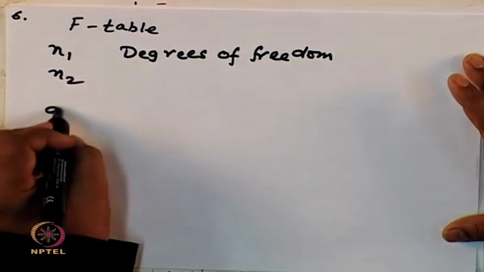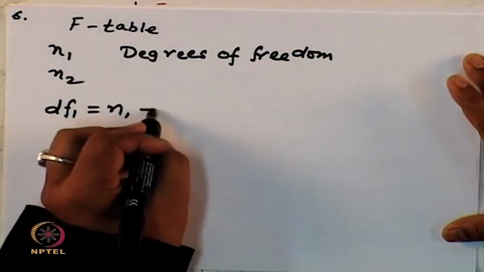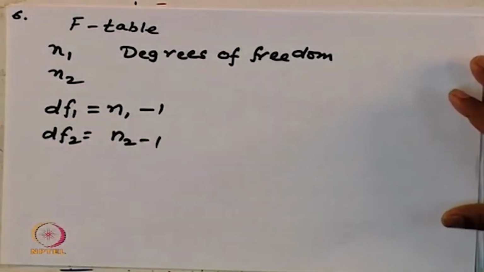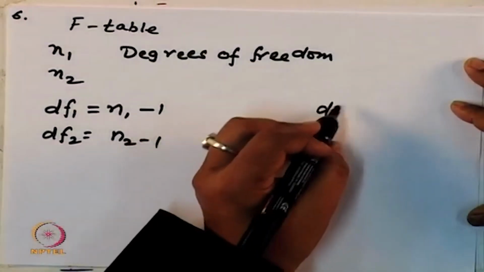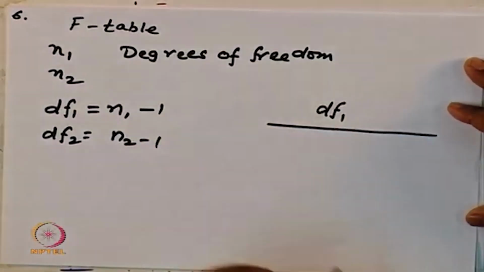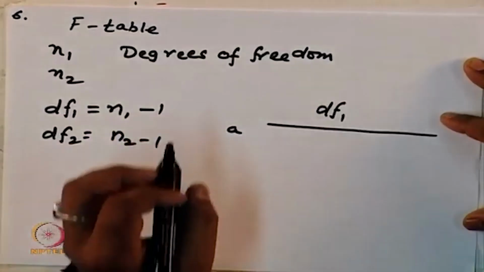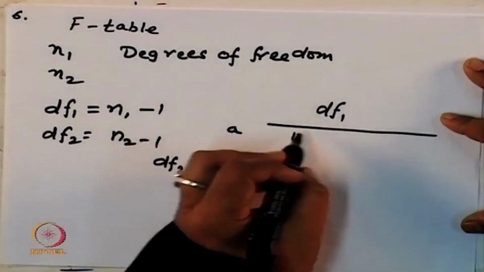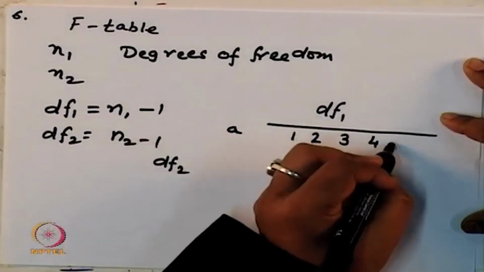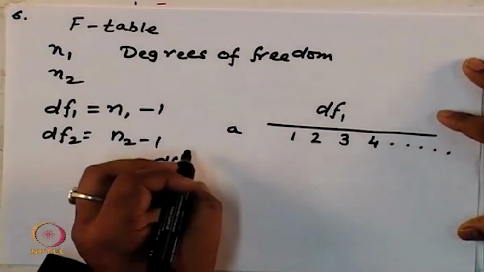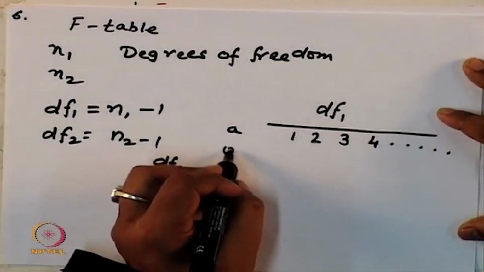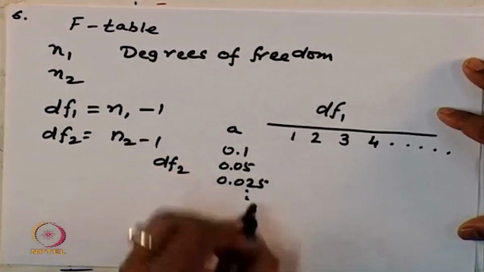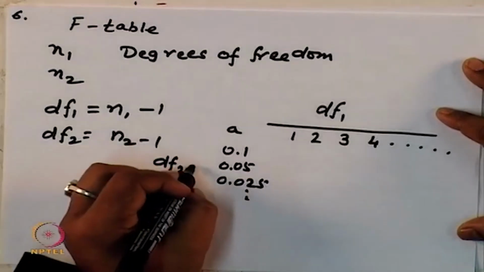Okay. One is df1, which is n1 minus 1, and df2 is n2 minus 1. So, in an F table, you have the values of df1, you have the value of significance, and df2. For example, in df1 you will have various values, let us say 1, 2, 3, 4, and so on and so forth, and A will have various significance levels, let us say 0.1, 0.05, 0.025, and so on and so forth. And for each of these you will have df2.